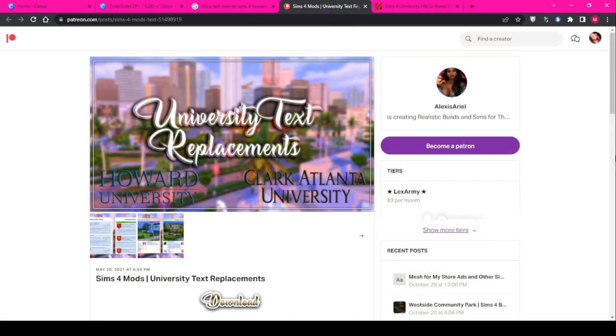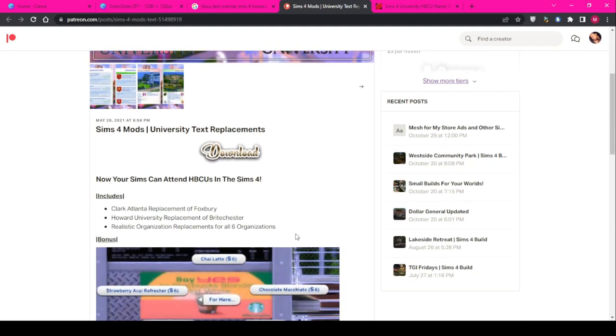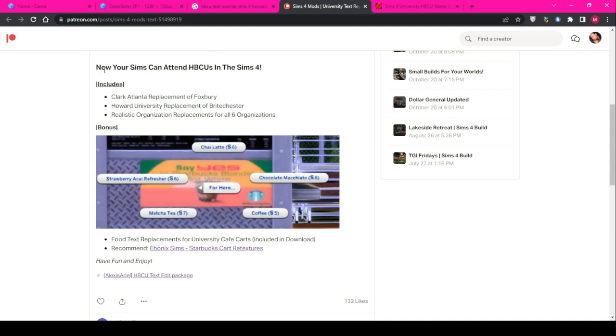Next, I'll move on to the text override that I currently have in my game, and so it's the override for HBCUs that make it Howard University and Clark Atlanta. And so now your students can attend HBCUs, and so Clark Atlanta is replacing Foxbury and Howard University is replacing Brightchester, and all of the organizations are replaced.